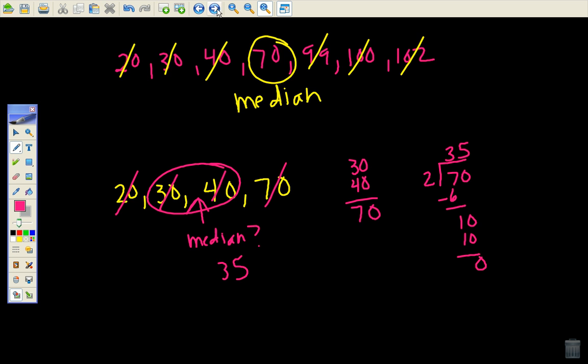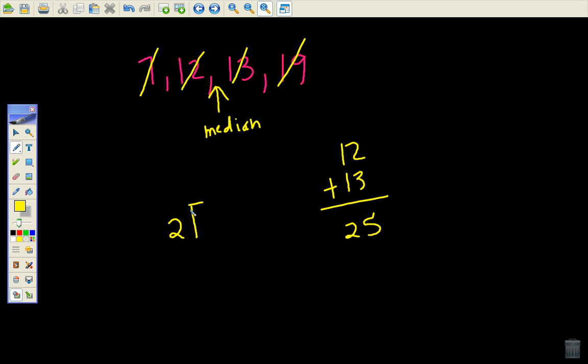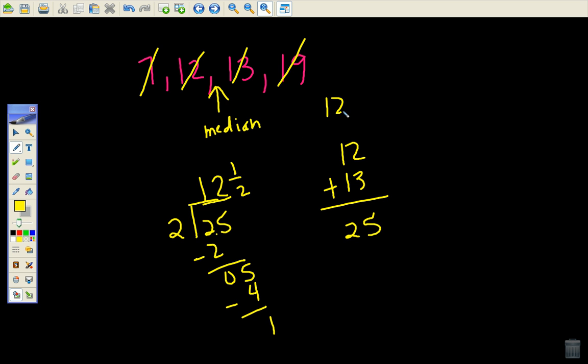Let me show you one where a decimal would occur. Okay, so I'm going to go through and cancel out. I have 7 and 19 as match, and then I have 12 and 13, so I'm looking for the median here. I'm looking for the middle number. I'm going to take that 12 and that 13 and add them together, and I get 25. Then I'm going to divide that 25 by 2. I know that 2 goes into 2 one time. Subtract, I get nothing left. Bring down my 5. 2 goes into 5 two times, which is 4. Subtract, I have 1 left over, which is 1/2, so I can say 12.5 as my median. And so you will encounter some of these. You even saw that on the BrainPOP that we had at the beginning of the week.